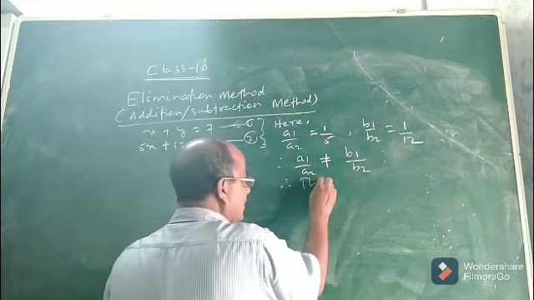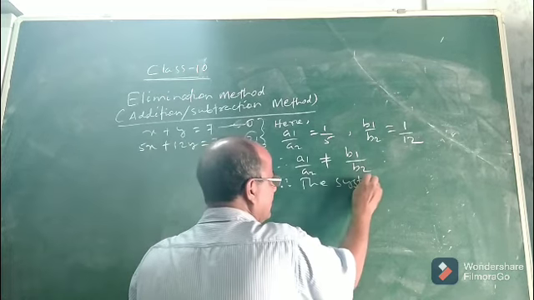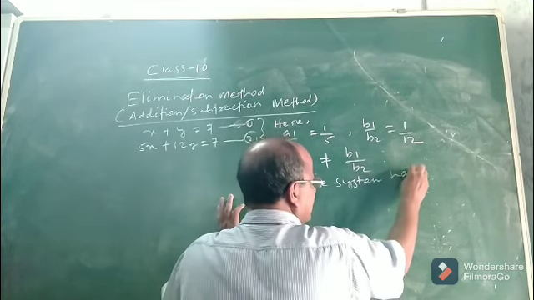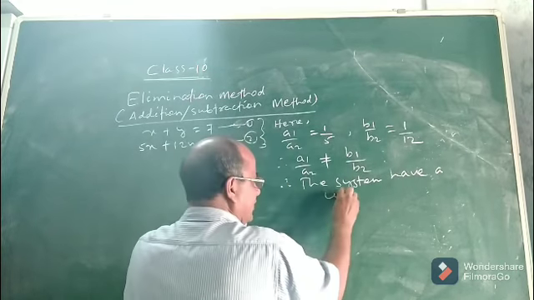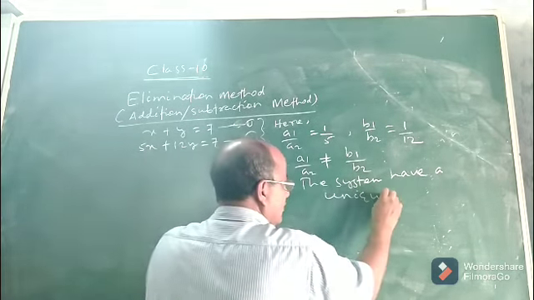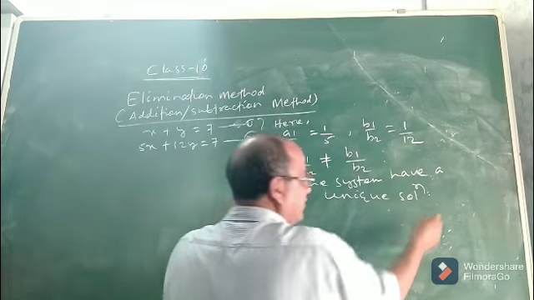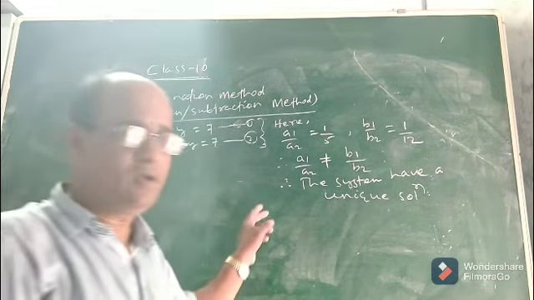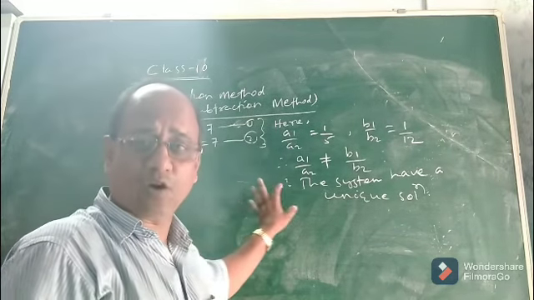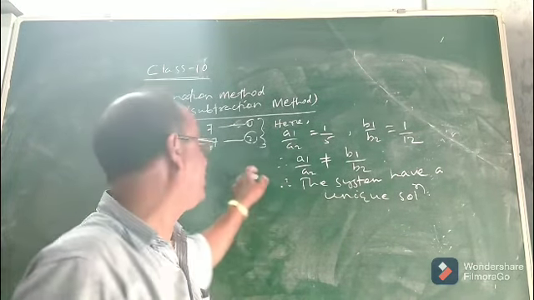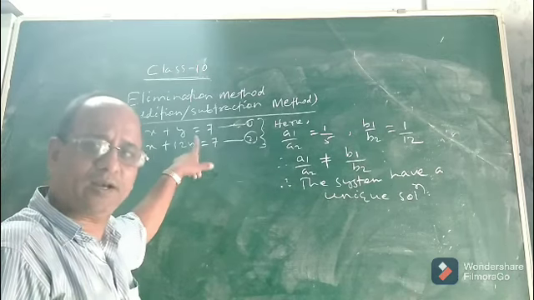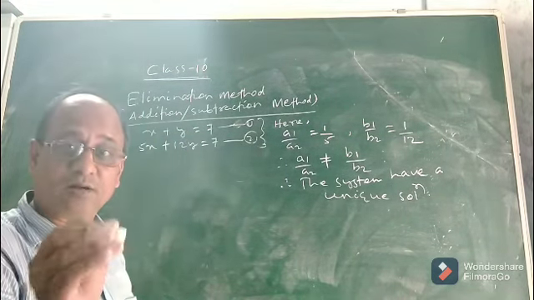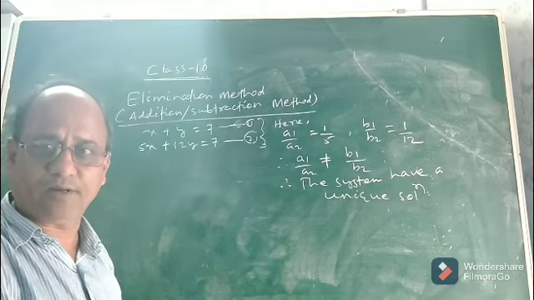Therefore, the system, meaning this pair of two linear equations in two variables, has a unique solution. Now, if it has a unique solution, what is that unique solution? What is that ordered pair, the values of x and y, which will satisfy both equations? Let us find the unique solution by the elimination method. Now I will tell you the principle of the elimination method.